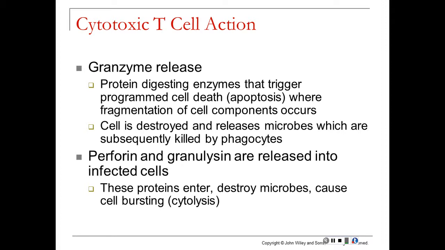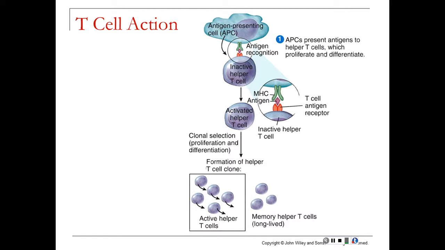Perforin and granulysin are other enzymes that are released into those infected cells that are going to help destroy microbes and cause that cytolysis or cell bursting. Here you can see the whole process of T cell action. So you have that APC cell presenting its antigen. You have that helper T cell saying, whoa, I recognize you as something that should die.